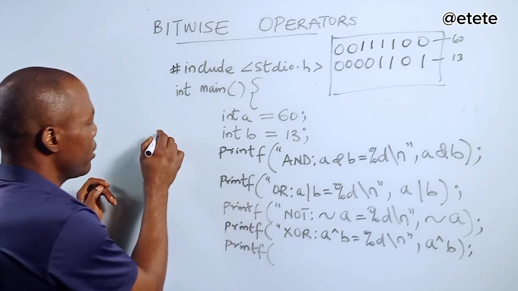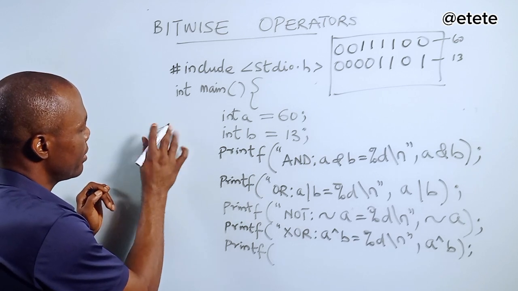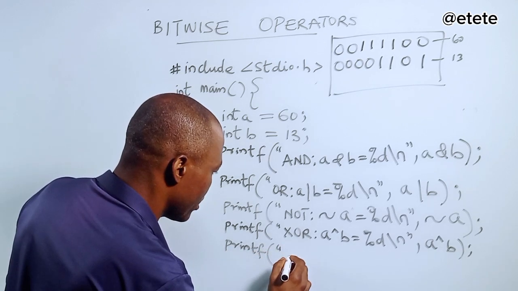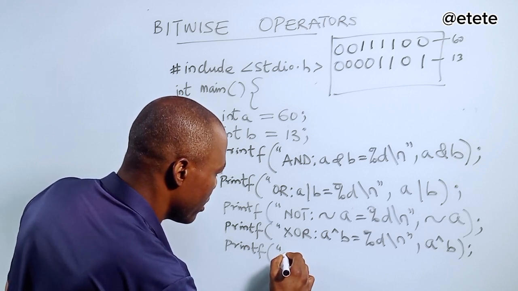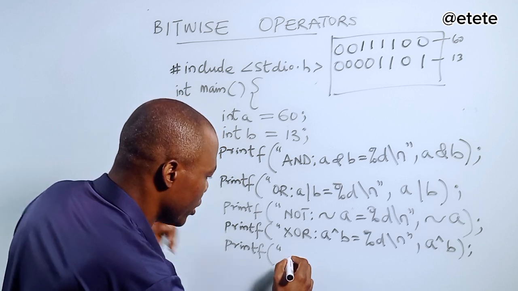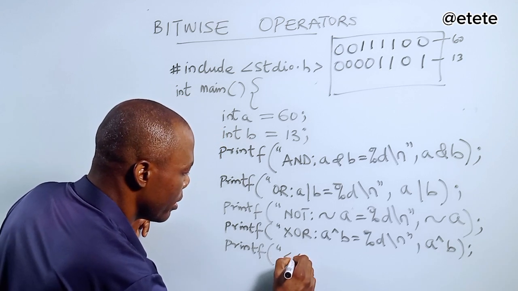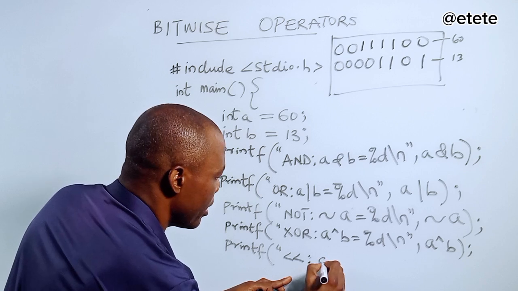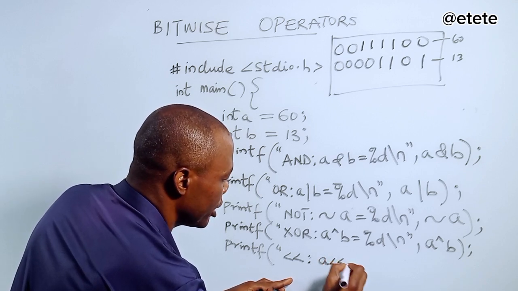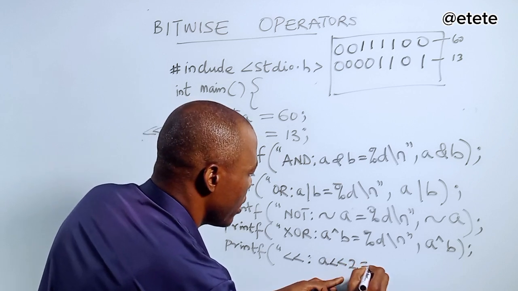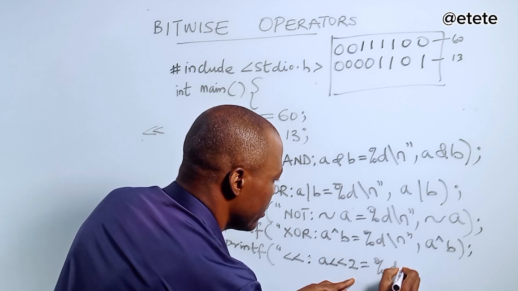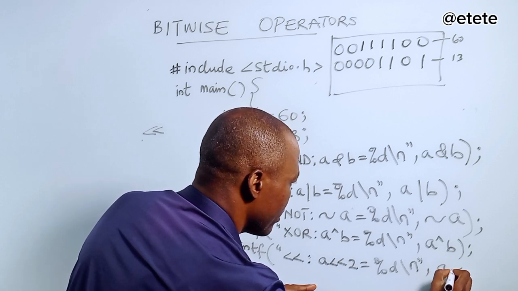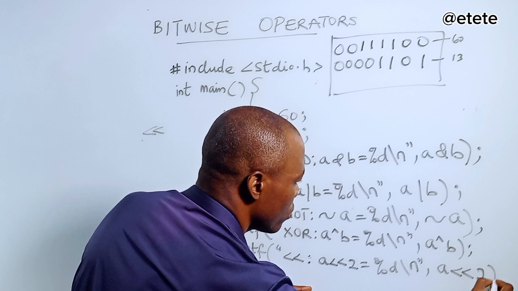I will do for the left shift, I'll just do left shift, right? Then I will say A left shift 2. And then I will assign this N, then A left shift 2.